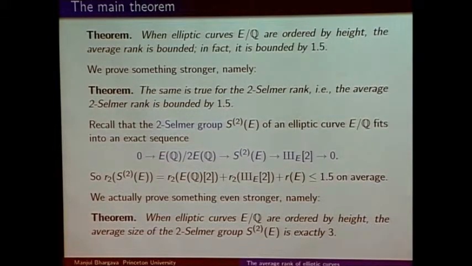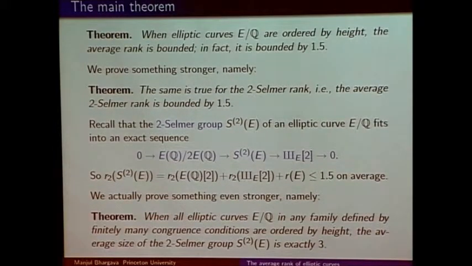In fact, something slightly stronger is true, which is that when all elliptic curves in any family defined by finitely many congruence conditions are ordered by height, the average size of the 2-Selmer group is exactly 3. And the reason we were interested in doing this for congruence conditions, and you'll see other reasons later on, is because a lot of times there are many papers constructing large Selmer groups by imposing certain 2-adic conditions on the coefficients. And what this shows is that will never work in the long run to produce large Selmer groups, that the average size is going to be 3 in any family defined by congruence conditions.